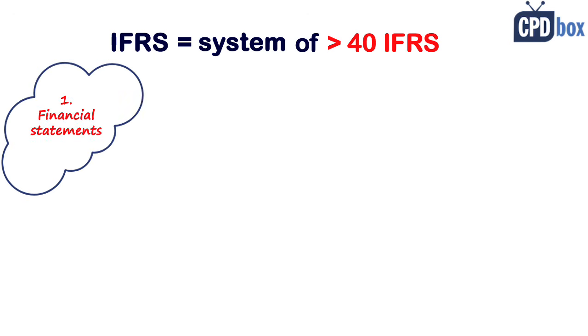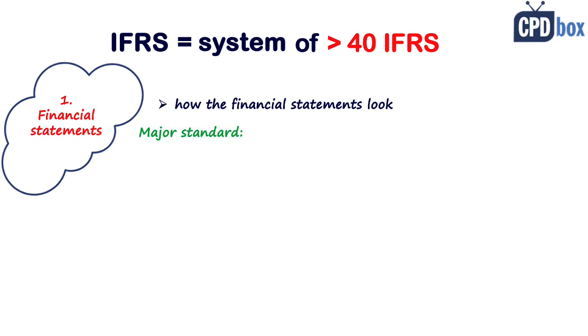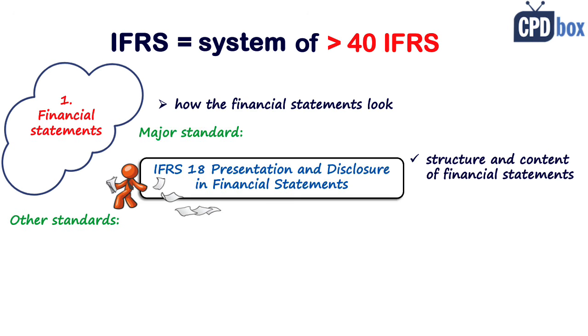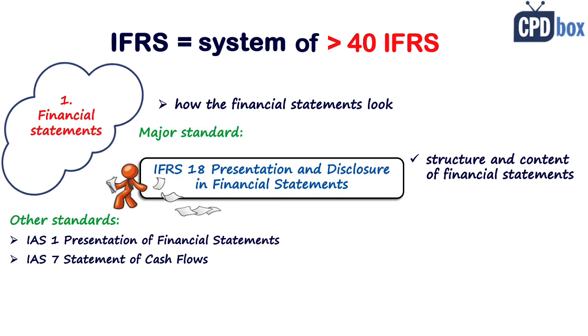Cloud number 1 is presentation and disclosures in financial statements. These standards define how the financial statements are laid out, the form, structure, and required components. So the major standard to focus on is IFRS 18, Presentation and Disclosure in Financial Statements, because that guides us about the structure and content of the financial statements. The other standards in this cloud are IAS 1, which has the same purpose as IFRS 18, but it slowly becomes outdated. IAS 7, Statement of Cash Flows.